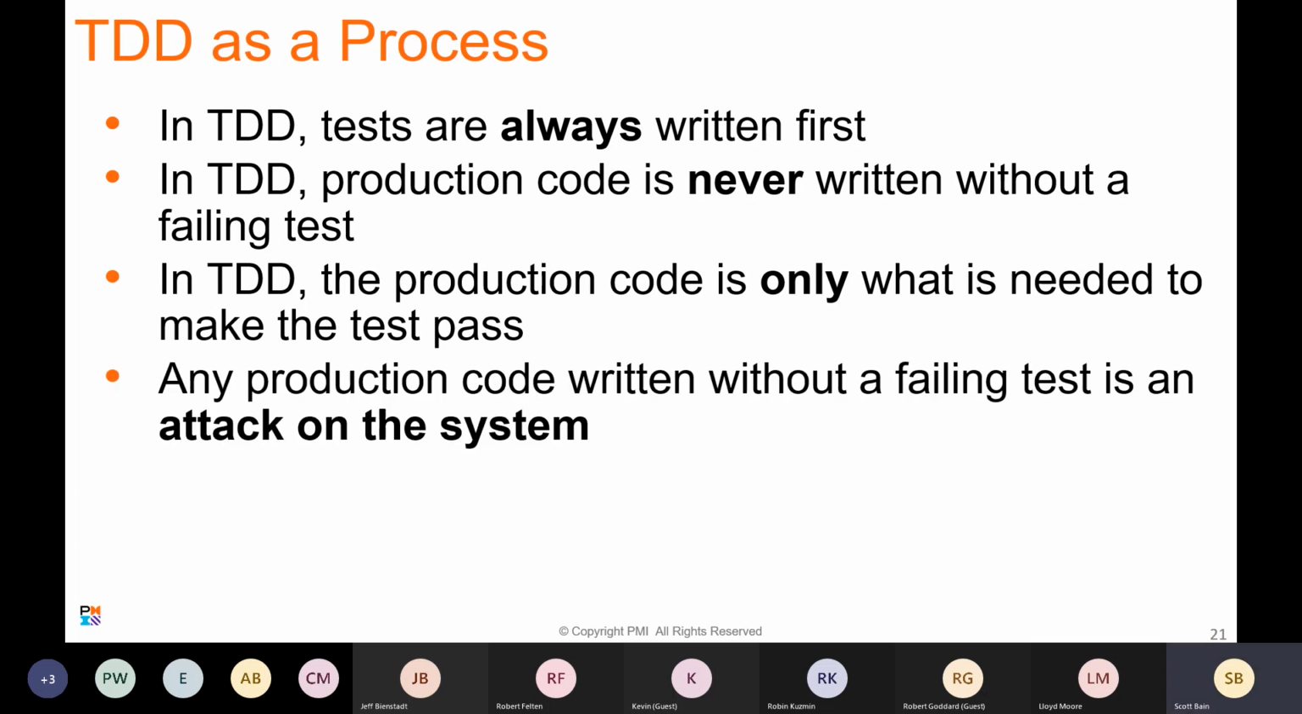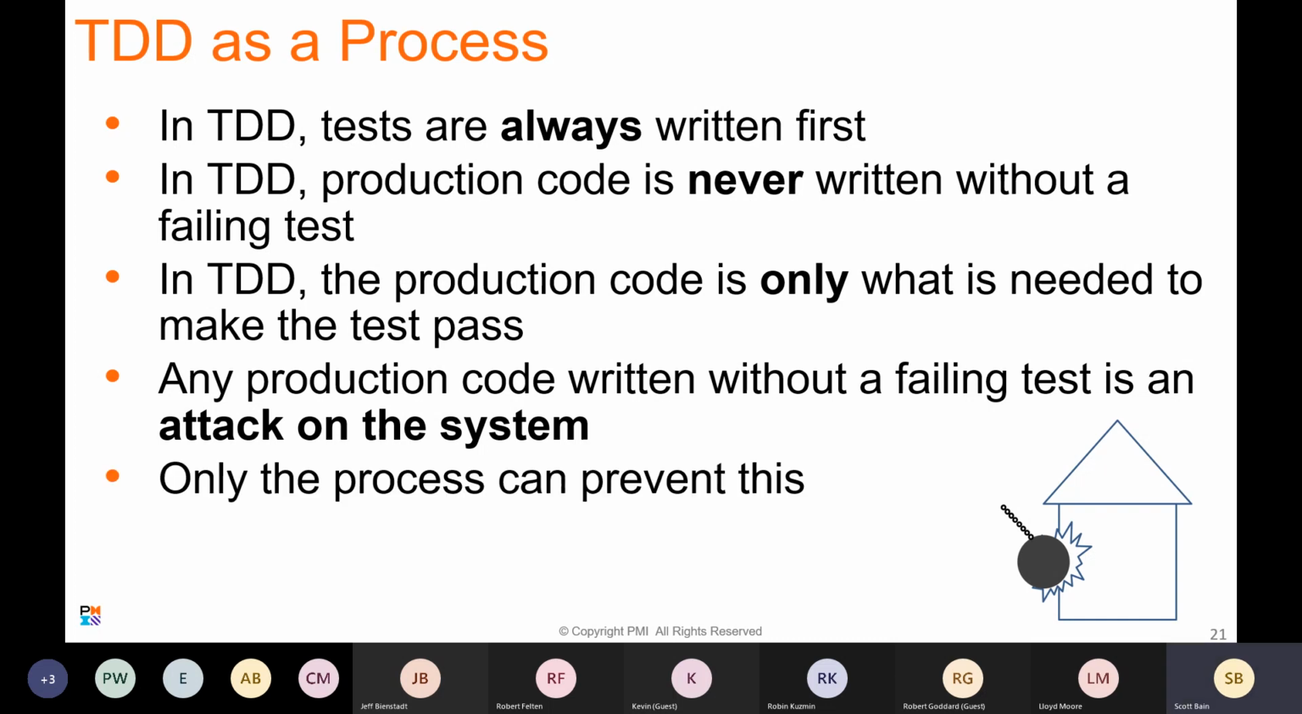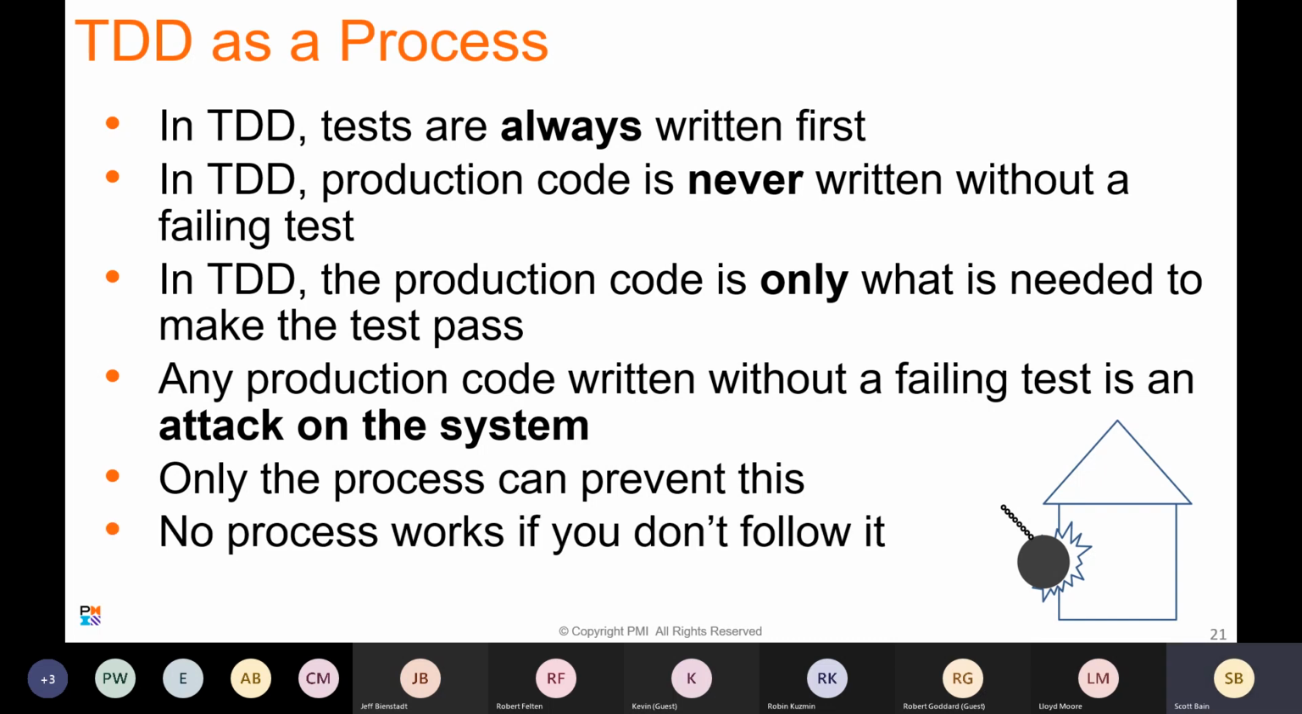If a developer on a test-driven team writes code without a failing test to drive it, we consider this malicious, a kind of attack. It's not a simple mistake. It's a refusal by that individual to follow the process that the team has agreed upon. The only way to prevent this is to not do it. You have to follow the TDD process diligently, or quite frankly, it will not work. But do you know any process that works if you don't follow it? I don't.